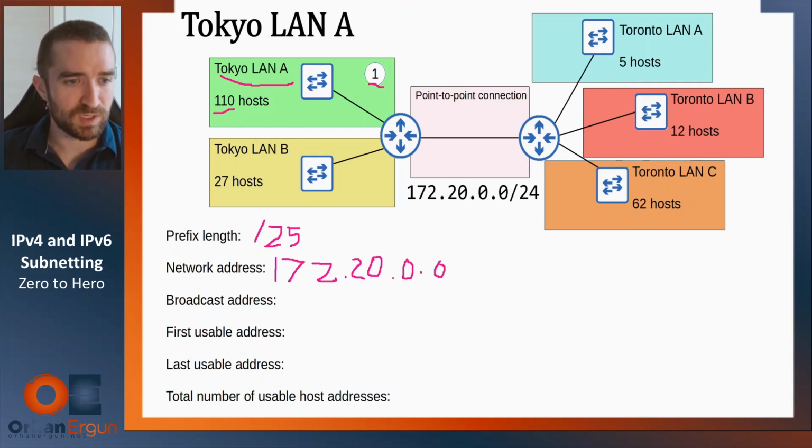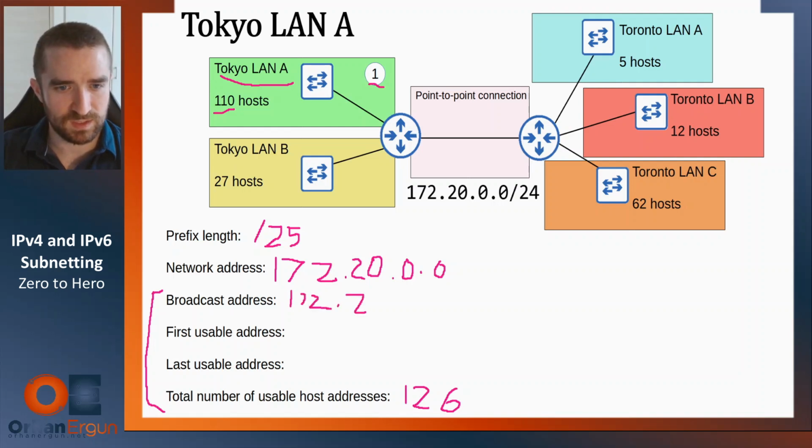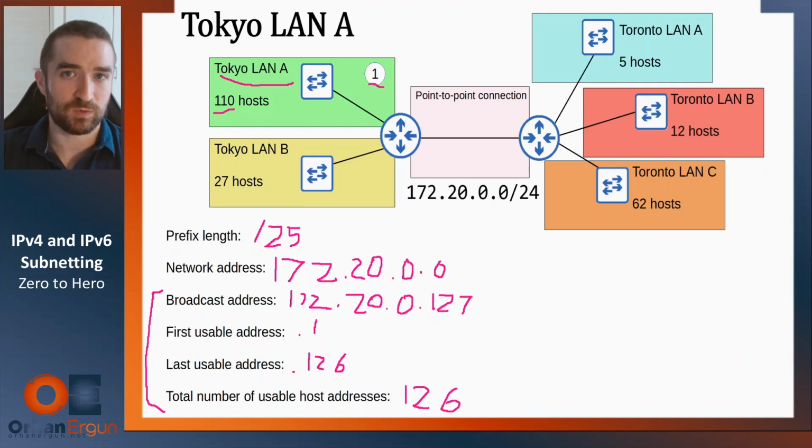And now that you know this, you can calculate this other stuff easily. Well, I already told you the number of usable host addresses. That's 126, right? Because we have 7 host bits. 2 to the power of 7 is 128, minus 2 for the network and broadcast addresses, so 126 usable host addresses. What is the broadcast address? That is the last address in the subnet. That will be 172.20.0.127. Okay, and then the first usable address will be .1, last usable address, .126, like that.